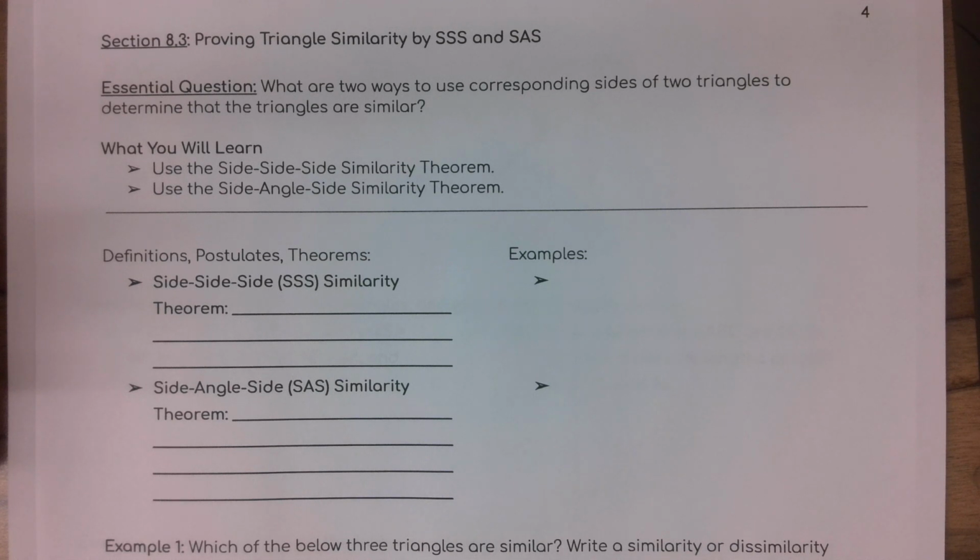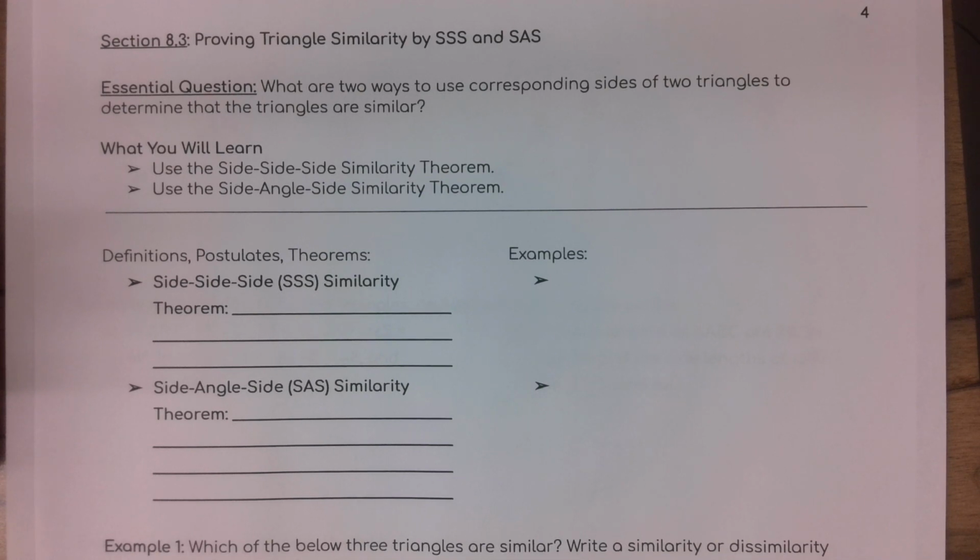Today we're taking a look at section 8.3, which is proving triangle similarity using SSS and SAS, two things which may sound pretty familiar to us. Now, last class we talked about how to prove that triangles are similar using angle-angle similarity, two angles that match across the two triangles. Today we're going to learn two other theorems that show that two triangles are similar. And you may already know what the letters stand for.